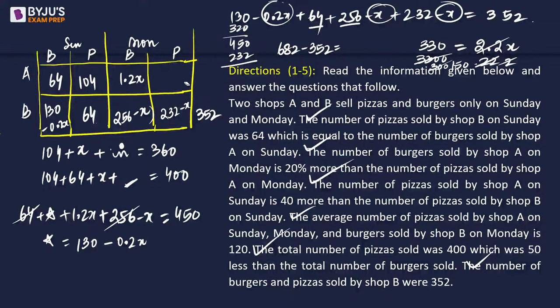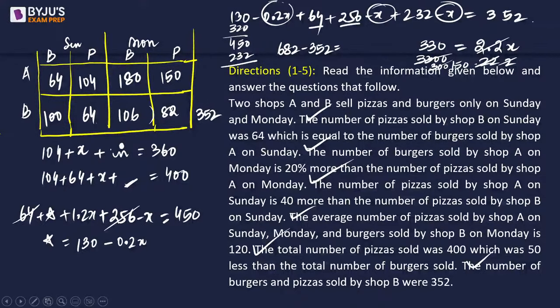So the moment we get x as 150, let's put in those values. So this is 150. 1.2 times of 150 is going to be 180. 232 minus 150 is going to be 82. 256 minus 150 is going to be 106. And 20% or 0.2 of 150 is 30. So 130 minus 0.2x is going to give us 100 here. Such that 100 plus 64 plus 106 plus 82 is going to result in 352.